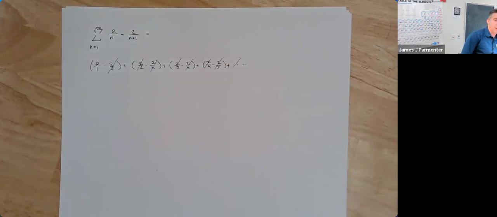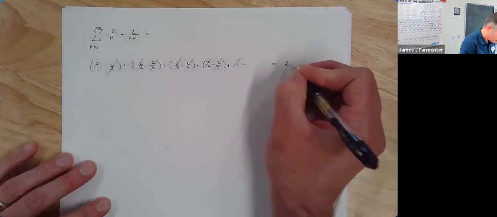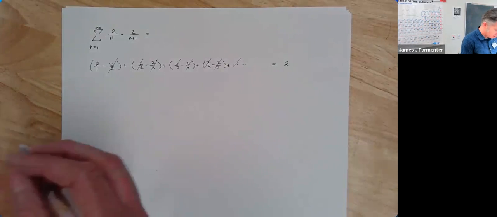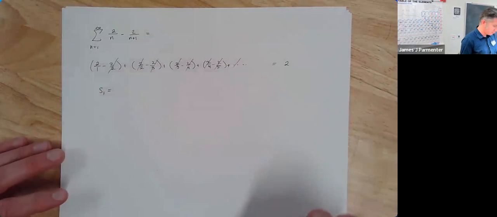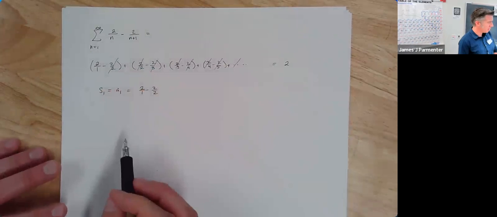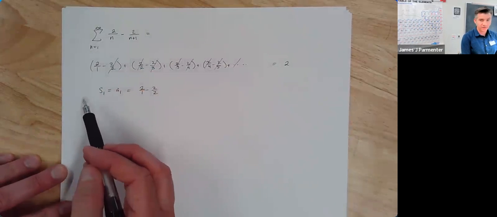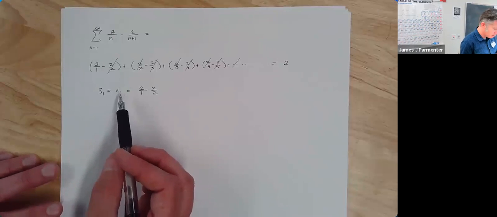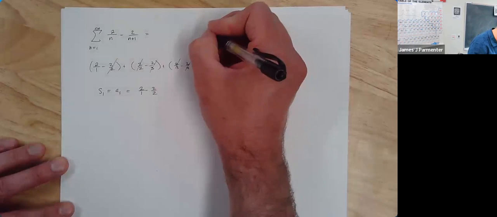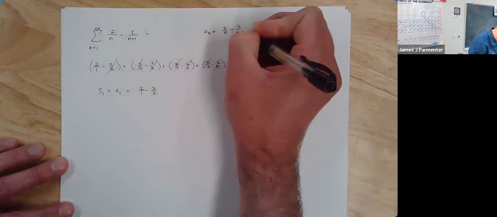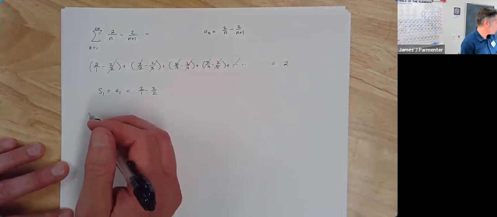It actually does. Let me show you what the actual thought process here is. Let's find the partial sums. So the first partial sum is just the first term. Just to be super clear, I am always using capital S for my sequence of partial sums, and I'm using lowercase a for the sequence of terms. So a sub n is just the sequence 2 over n minus 2 over n plus 1. And S sub n is the sum of all the sequence terms up to n.